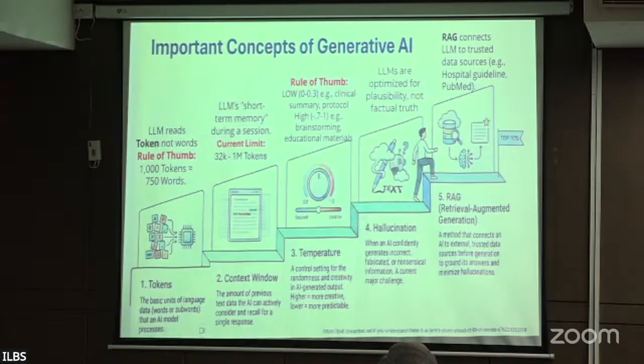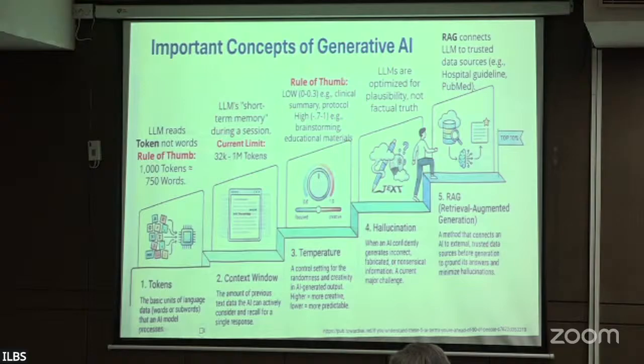So tokens are the basic unit of language, words or subwords that the AI model, the transformer, understands and processes. The LLM's short-term memory during a session is around 1 million tokens. 1 million tokens is a very large amount of data. We can give a very long paragraph. This is called the context window, the amount of data that the AI can actively consider for analysis.